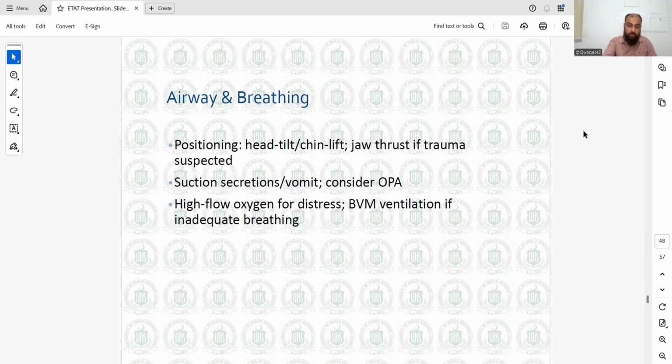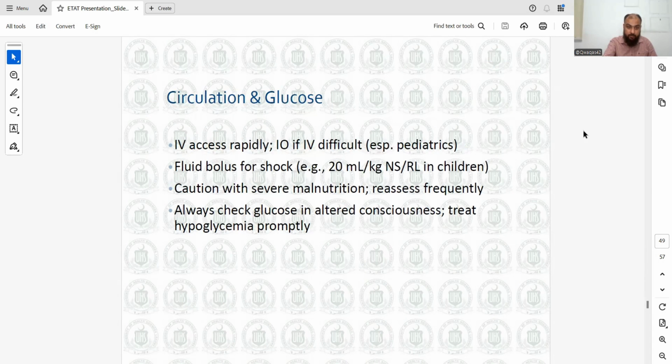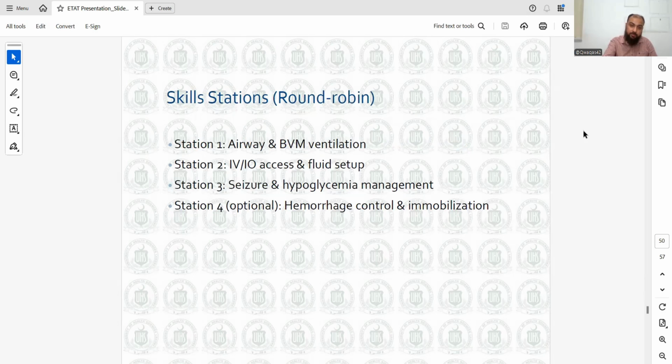These are some skills we need to learn: airway and breathing, positioning of the head, head tilt, chin lift, jaw thrust if trauma suspected, suction for secretions or vomiting, consider oral airway, high flow oxygen for distress, BVM ventilation if breathing is inadequate. Circulation and glucose: IV access rapidly, IO if IV is difficult, fluid bolus for shock, caution with severe malnutrition, reassess frequently. Always check glucose in altered consciousness and treat hypoglycemia promptly.